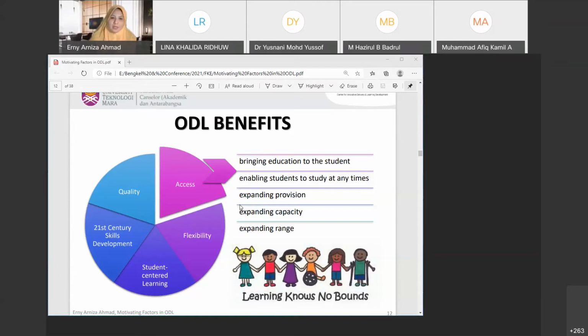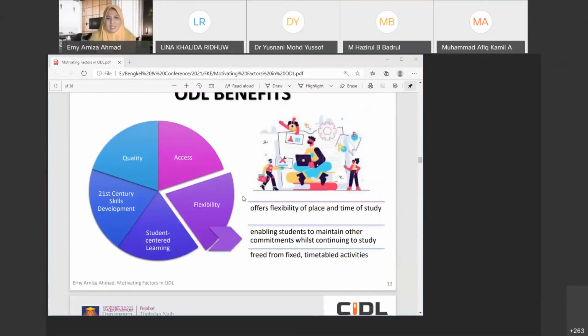Okay, right. So kalau tengok dekat kartun tu, learning knows no bound. Okay, but then the barriers, the boundary, you set it on your own. Okay, you are the one who set the boundaries. It's actually learning knows no bound. Nak belajar tu sebenarnya tak ada halangan sebenarnya kalau nak. Okay, right. So that one is access, second one is flexibility.